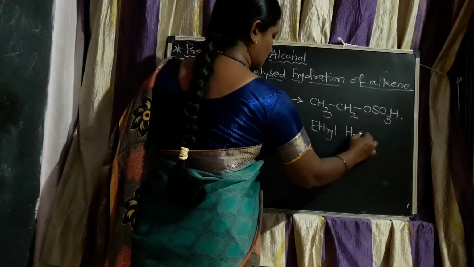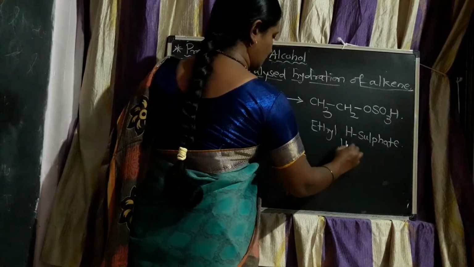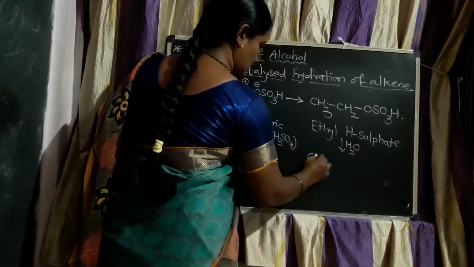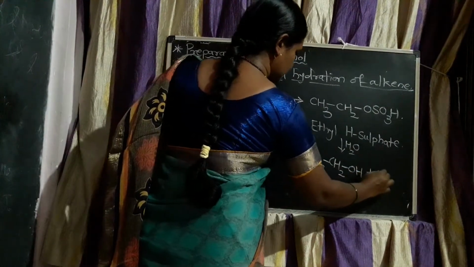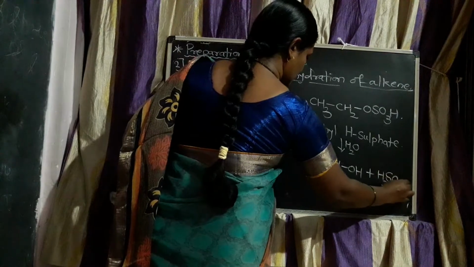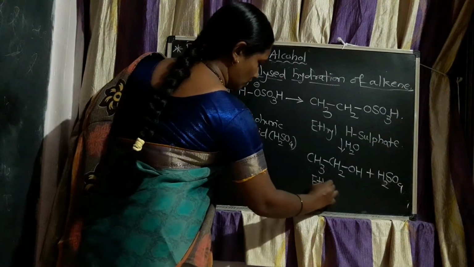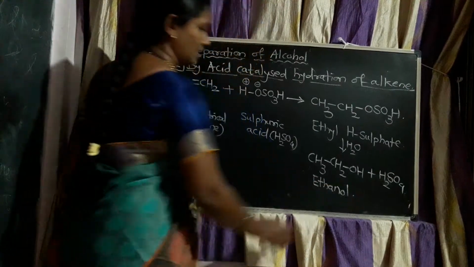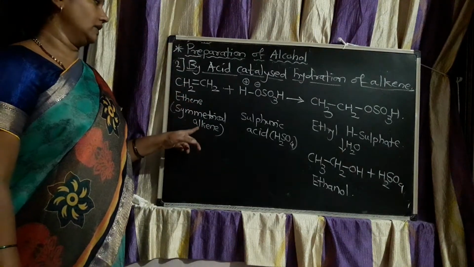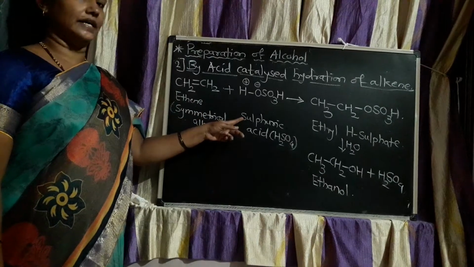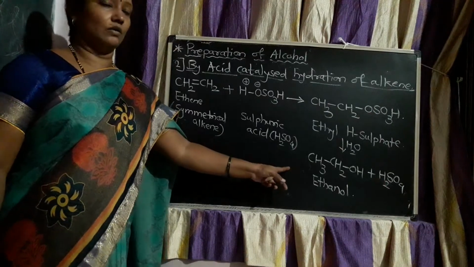Ethyl hydrogen sulfate. This on hydrolysis forms the alcohol plus regain of sulfuric acid. Now this is the primary alcohol, it is the ethanol. This is the acid catalyzed hydration of the alkene. In this alkene, the sulfuric acid is added, first forming the alkyl hydrogen sulfate, which on hydrolysis forms the alcohol.